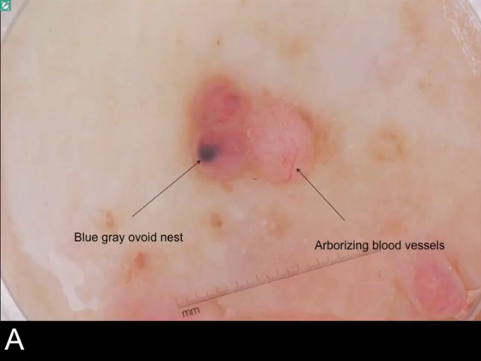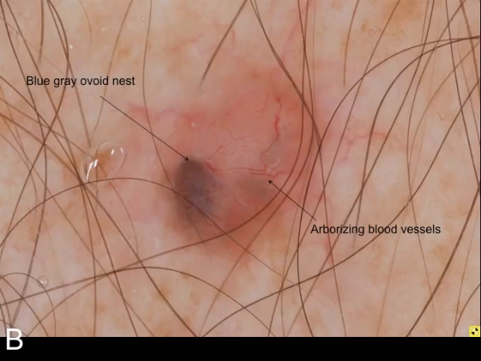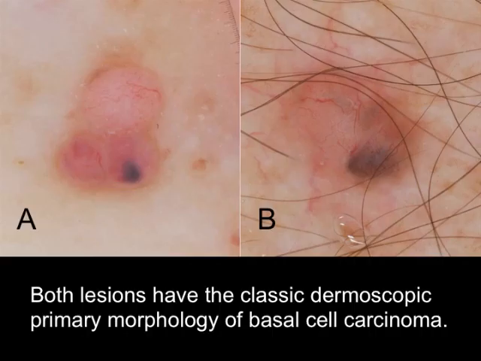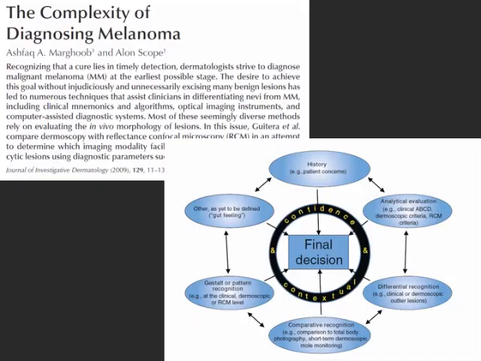Lesion A has what appears to be an ovoid nest and arborizing vessels. Lesion B has a similar dermoscopic morphology. Based on the primary dermoscopic morphology, both lesions could be basal cell carcinomas. It is clear that the final diagnosis rests on more than just the dermoscopic primary morphology of the lesion in question. Other factors such as patient history and differential recognition are also important factors used in rendering an accurate diagnosis.